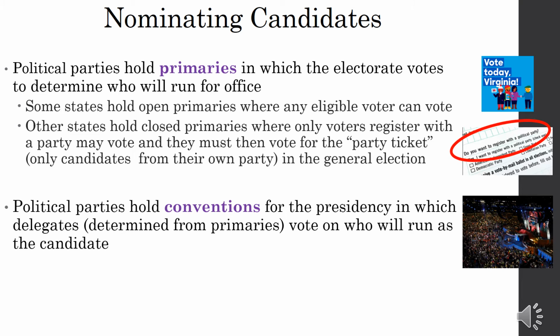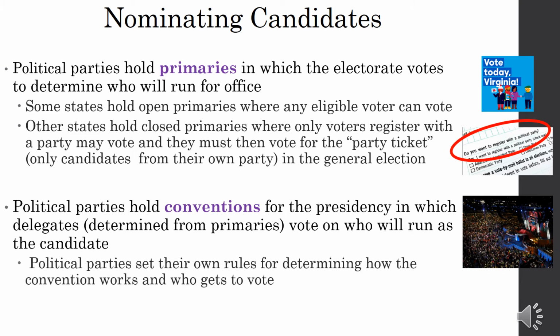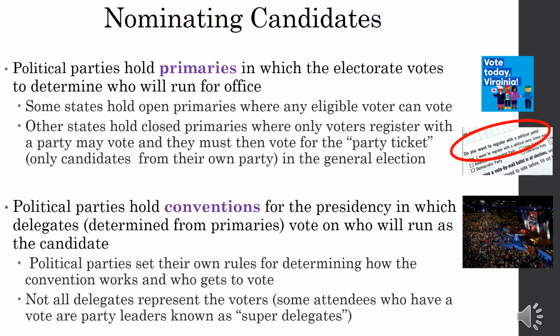It looks very strange to most people. Political parties set their own rules for determining how the convention works and who gets to vote. And not all delegates represent the voters. Some attendees who have a vote are party leaders and they're known as superdelegates. They just get to vote because they are leaders in the political party.